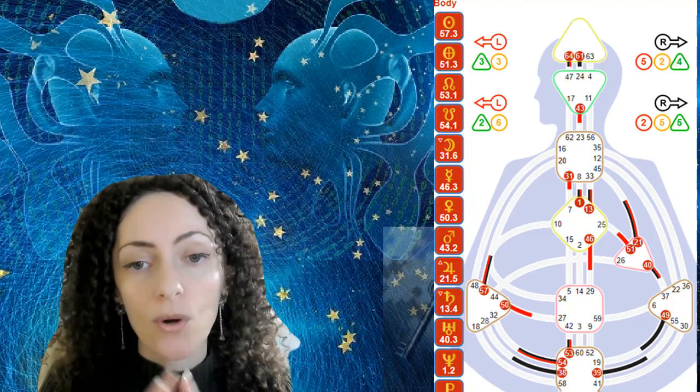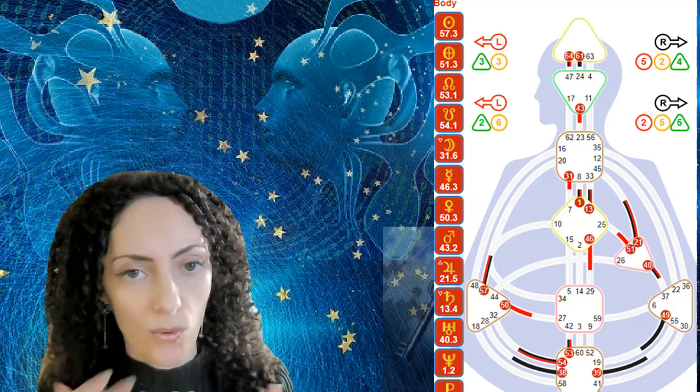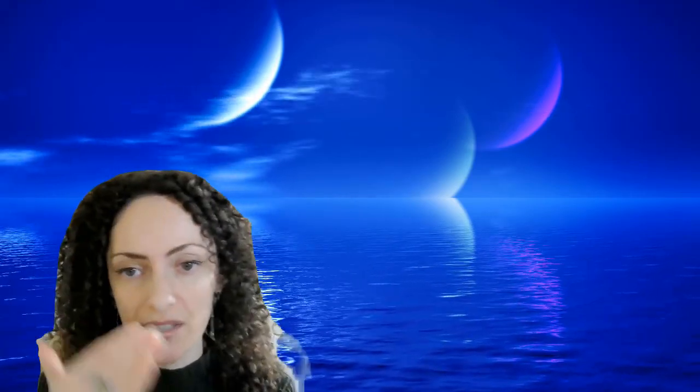All their centers in the map are undefined. There is no constant energy of their own. They are the only type who is controlled by the moon. And therefore, every 2.5, 3 days, when the moon moves to another sign, something changes within them.